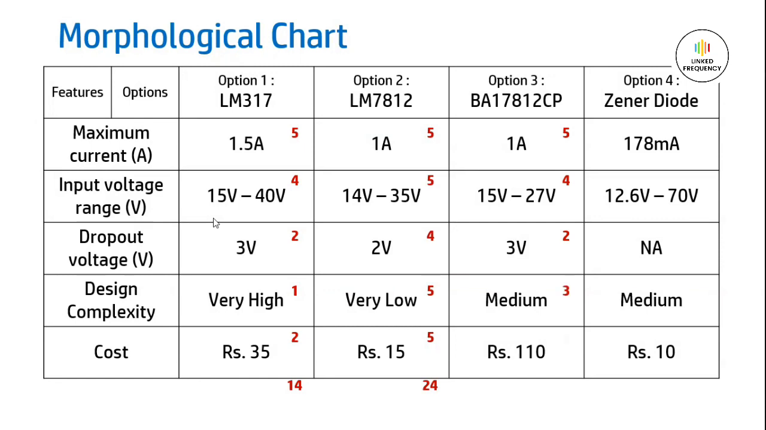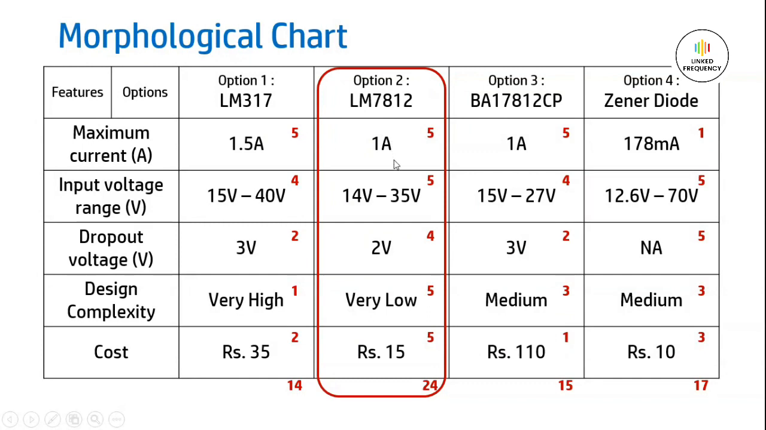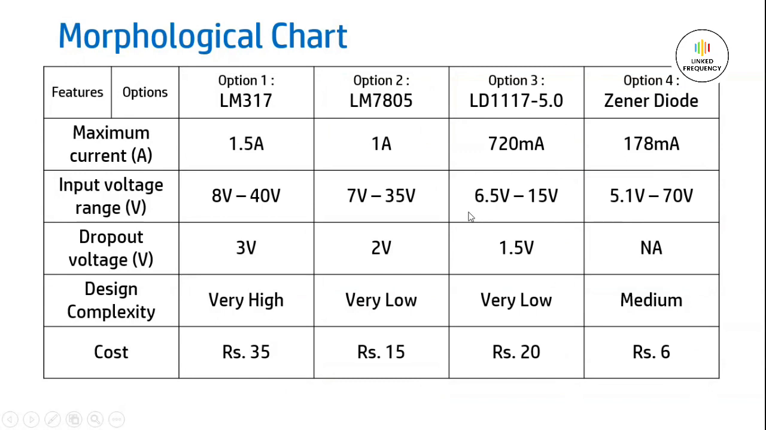And then we will be adding all the scores to get the ultimate score. As always, in this particular case as well, we got to know that the outperforming option in our entire morphological chart is LM7812 because our requirement almost exactly matches with the datasheet of LM7812. That's why it is scoring a 24, wherein the LM317 is 14 and BA1781 IC is 15 and Zener diode is obviously 17. Similarly, for the 5 volt regulator, we will be having the same features but different options.